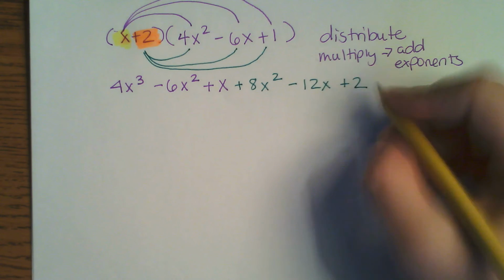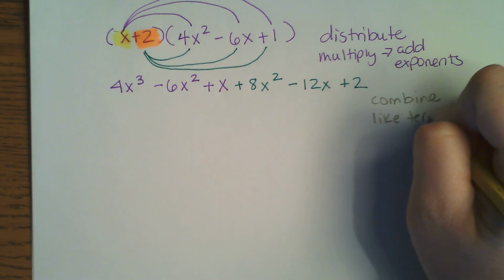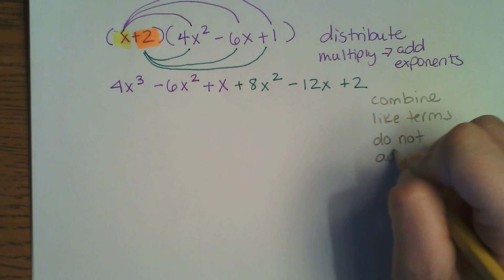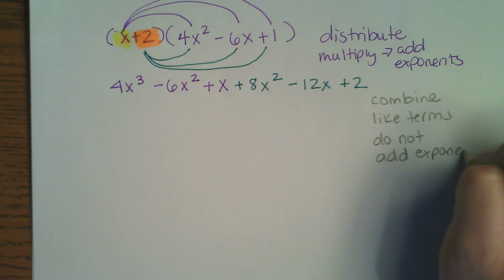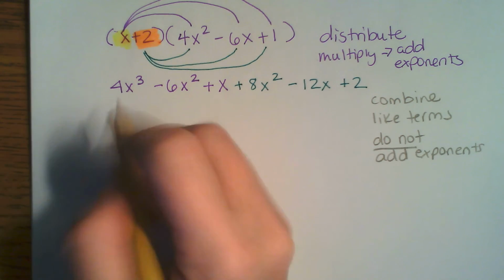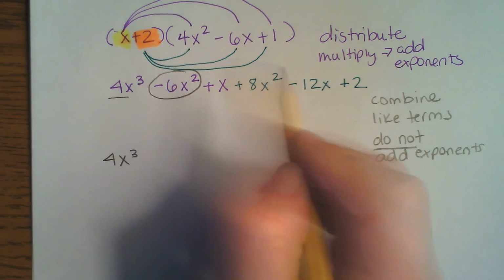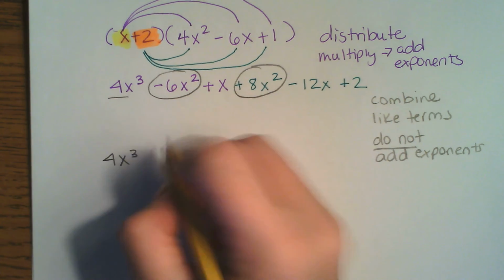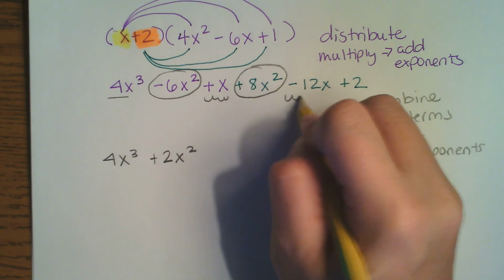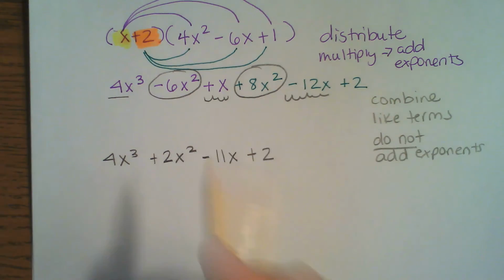Once I have distributed, now we're going to combine like terms. Make sure here that you do not add the exponents, because I sometimes see students trying to do that. All right, so I've got 4x cubed. Negative 6x squared plus 8x squared would be 2x squared. 1x minus 12x is negative 11x, and plus 2.